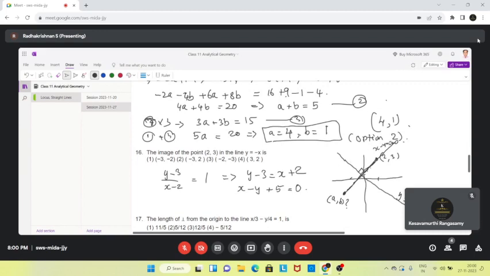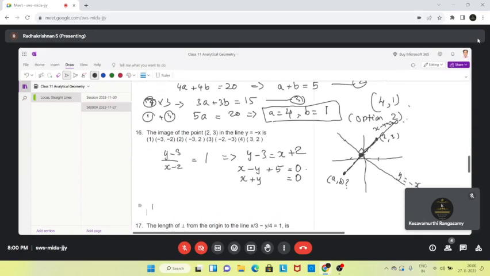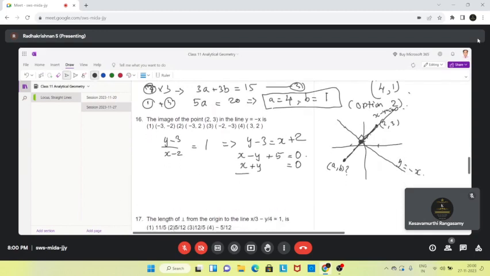Now, once we know the equation of this line and this line, we can easily determine the point of intersection. The point of intersection is the solution of these two lines. This line is x plus y equal to 0. So if you solve these two equations, you get the point of intersection. Simply adding, you get x equal to 5 by 2, y equal to minus 5 by 2. Because x plus y equal to 0, I can immediately put y equal to minus 5 by 2.